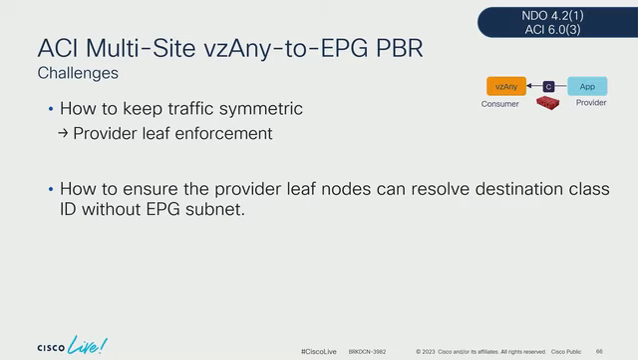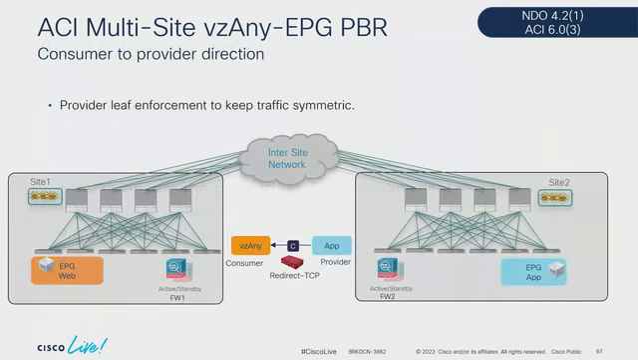The second challenge is how we can ensure the provider leaf can always resolve the destination consumer class ID without an EPG subnet. If it's just EPG to EPG, you can potentially just configure the consumer EPG subnet. But with VZNE, we don't want to configure all of the EPG subnets, and it's also not good for an application-centric approach. So for this, we have conversational learning. That is a new behavior, so I'm going to explain how it works.